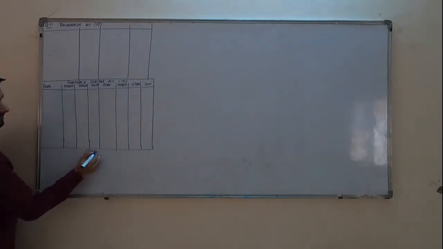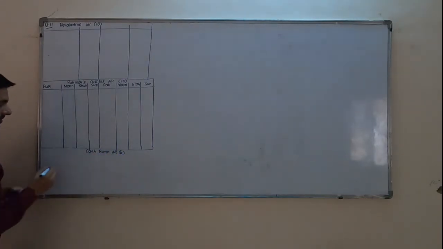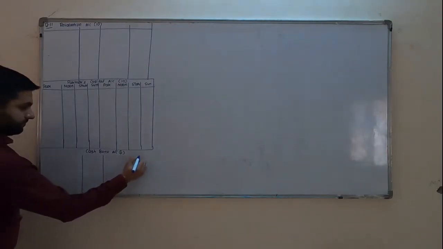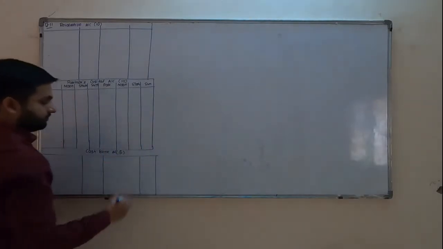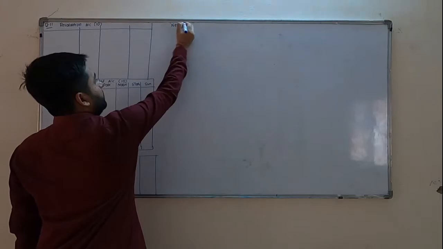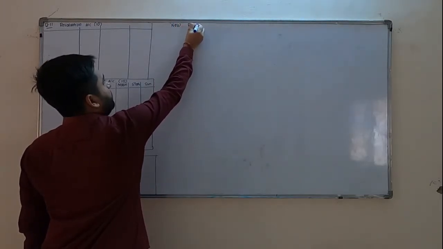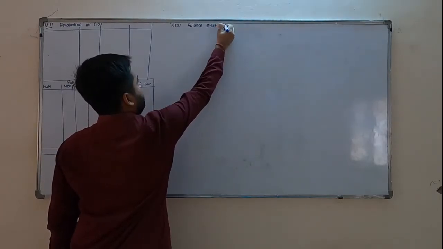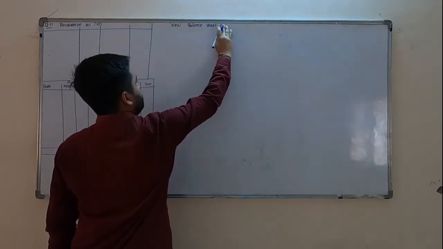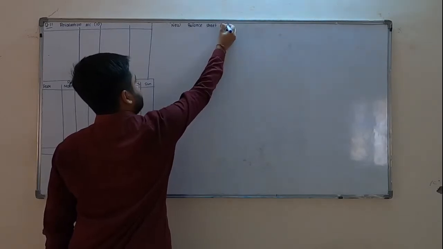Okay, next is cash bank account for 6 lines. Next is new balance sheet for 20 lines.